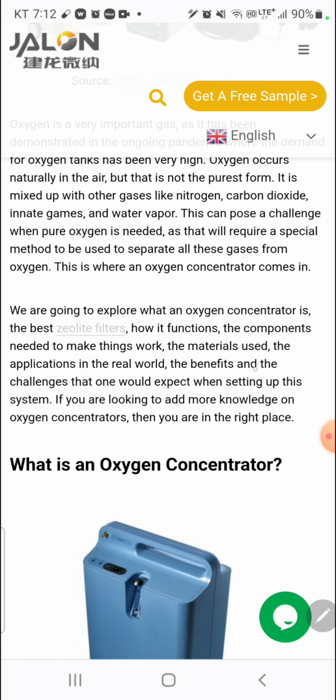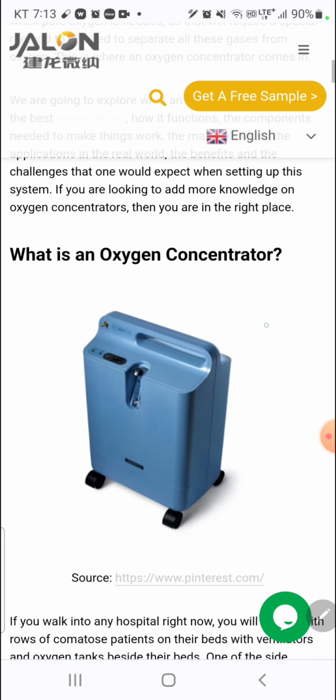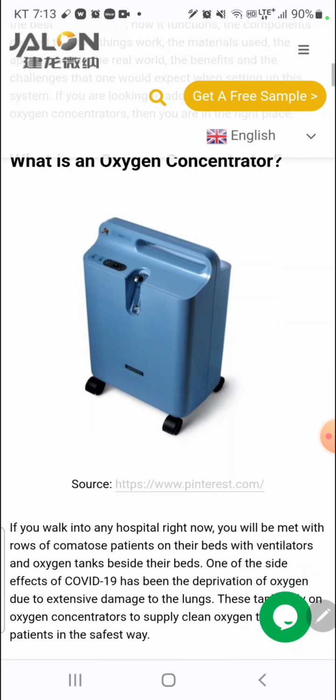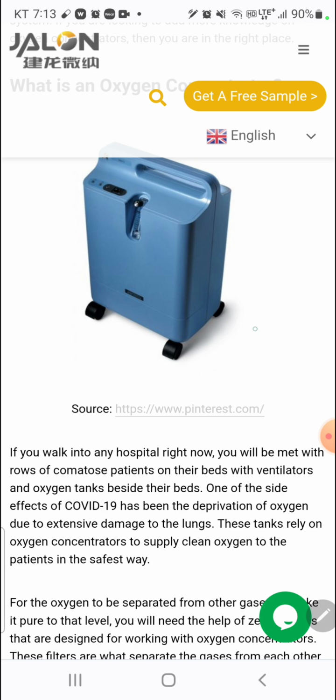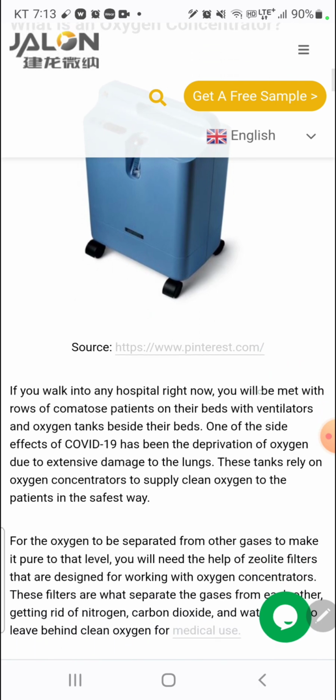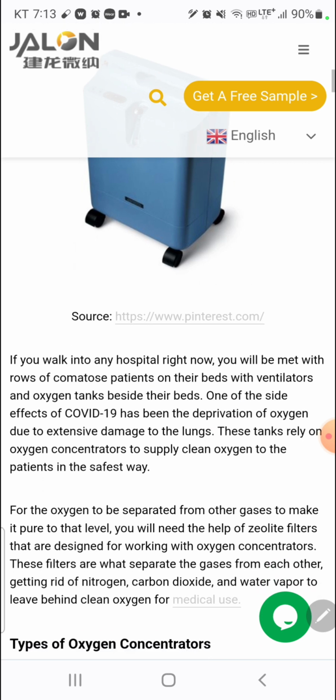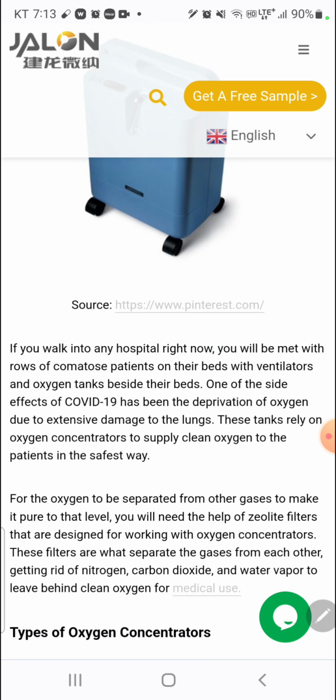If you are looking to add more knowledge on oxygen concentrators, then you are in the right place. What is an oxygen concentrator? If you walk into any hospital right now, you will be met with rows of comatose patients on their beds with ventilators and oxygen tanks beside their beds. Ventilators, oxygen tanks, and comatose patients.